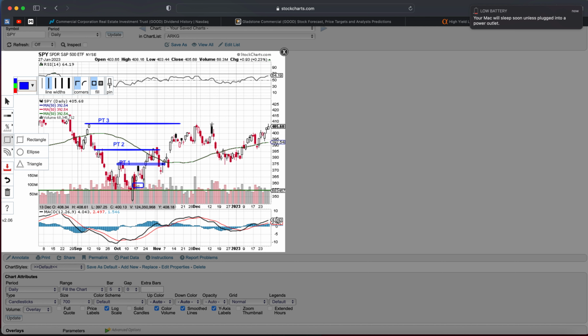All right, so that's just a quick example of how you set your price targets. You set your price targets based on where the price fell from. The previous highs and where price falls from is where you can set your price target.